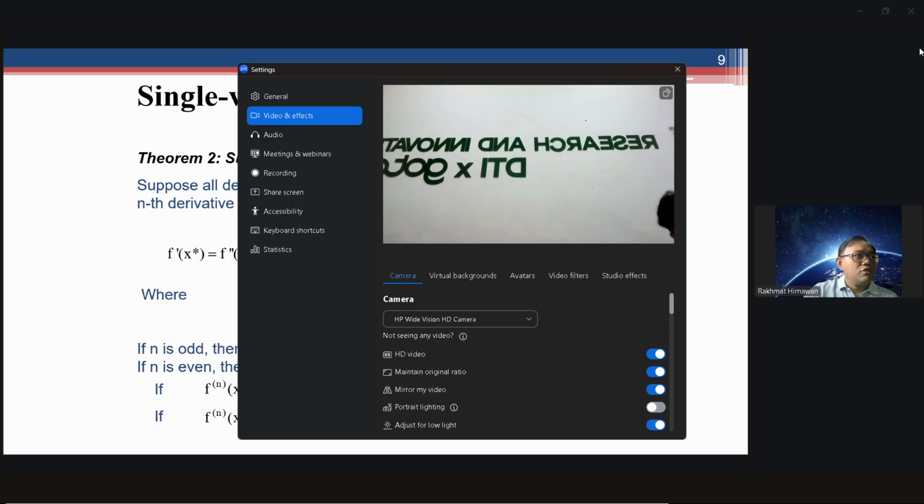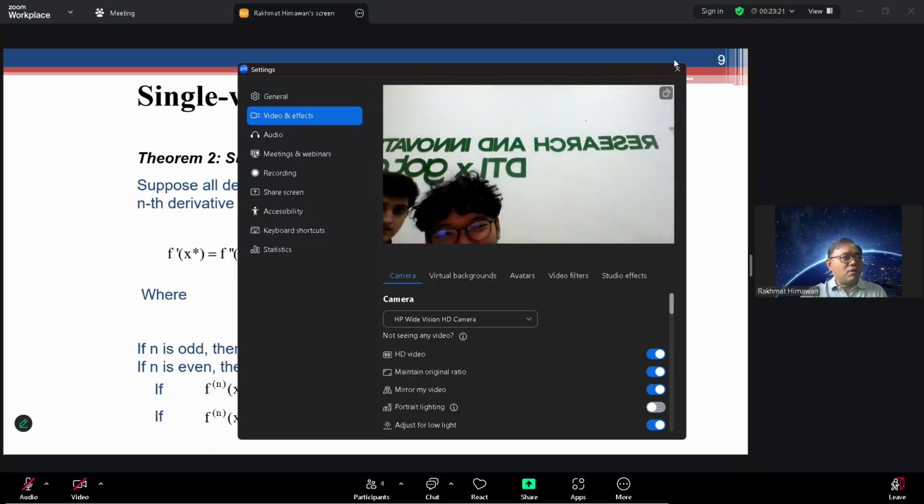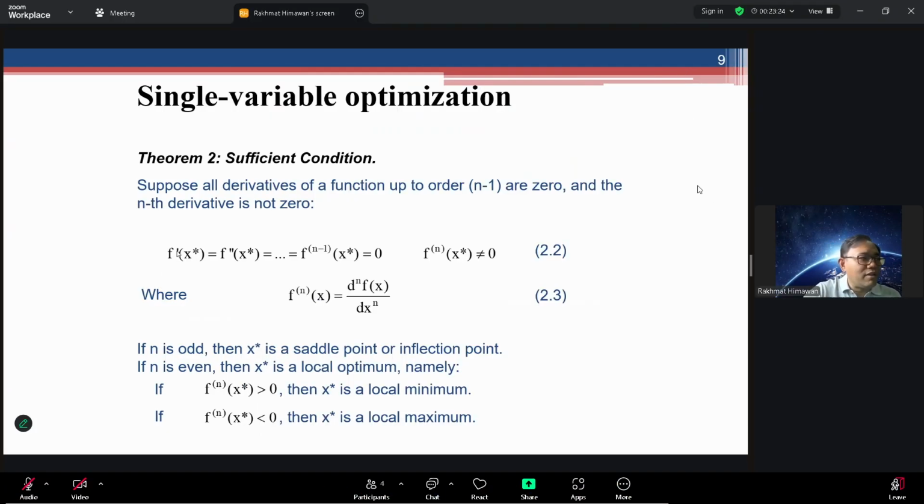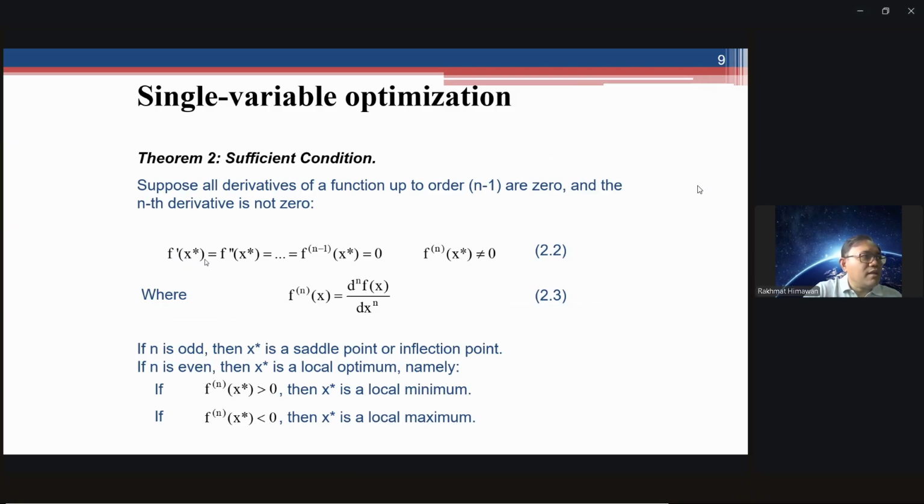Suppose all derivatives of a function up to order n minus 1 are 0, and the nth derivative is not 0. It means like this. f prime is the derivative. And the order is how many times you do it, once or two primes, or three primes. That's the nth. Suppose all derivatives of a function up to order n minus 1.